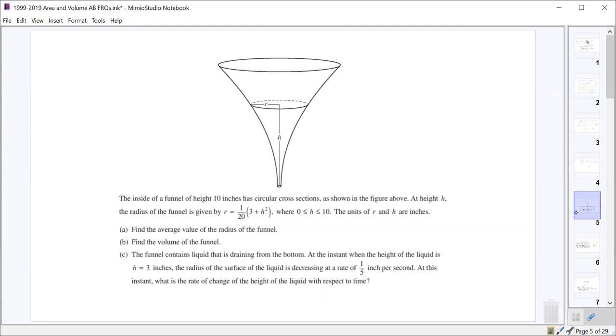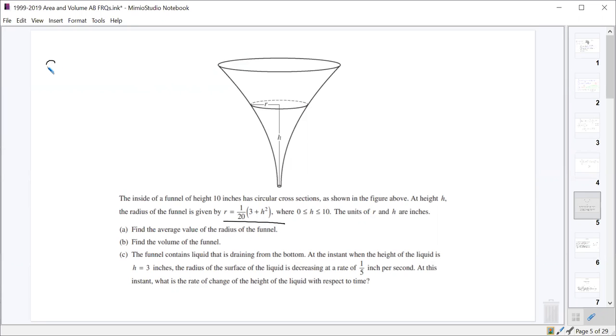All right, so we are given a funnel. We are told that the height of that funnel is 10 inches. It has circular cross sections. Okay, we can see that. And we are given that at any height h, the radius is given by this formula. We want to find the average value of the radius. Well, how do we find the average value of a function? The mean value theorem for integrals. That will always give us the average value of a function.